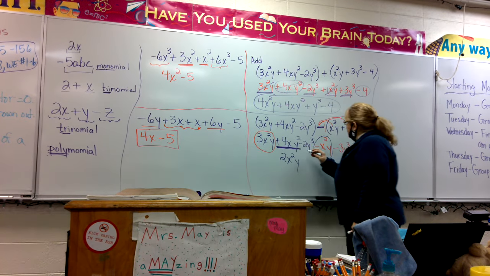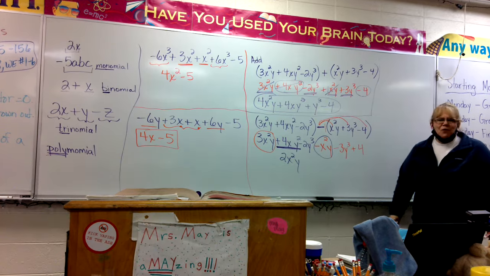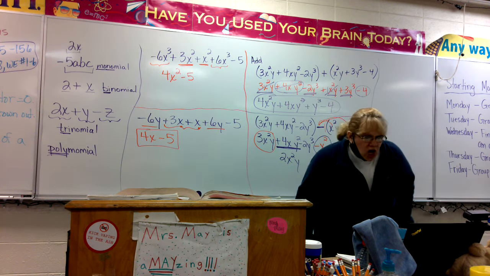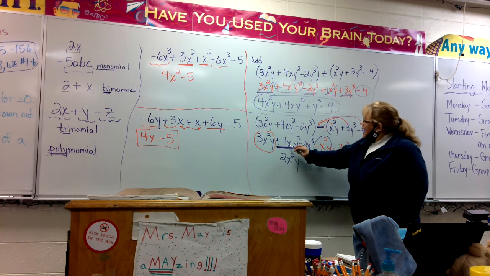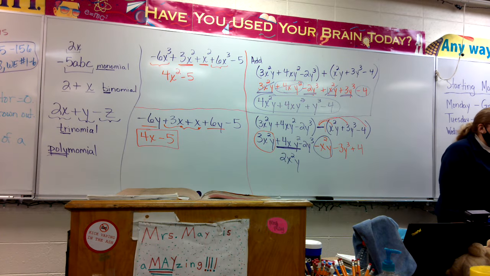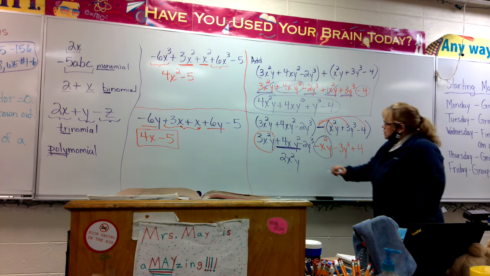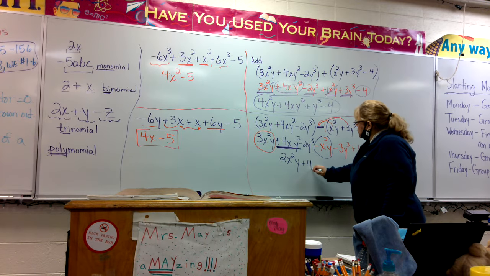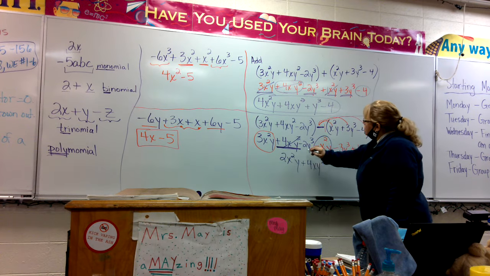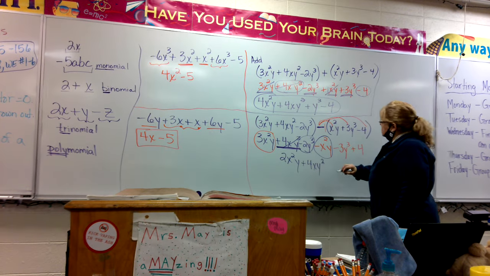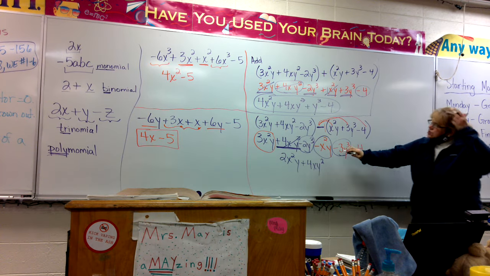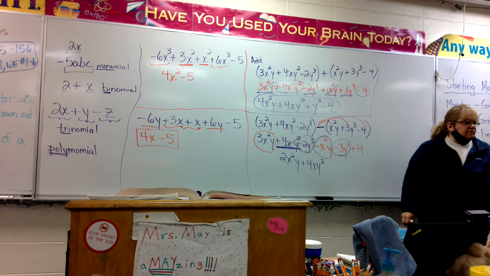Do I have any other xy squareds? I said it wrong. Xy squareds. Do I have any other xy squareds? No. So plus 4x. There, I wrote it right this time. How about y to the third? Here's another y to the third. -2 of those, -3 of those. How many does that give me altogether?